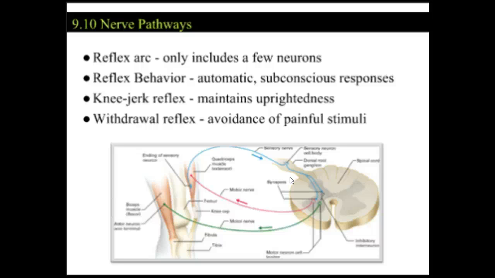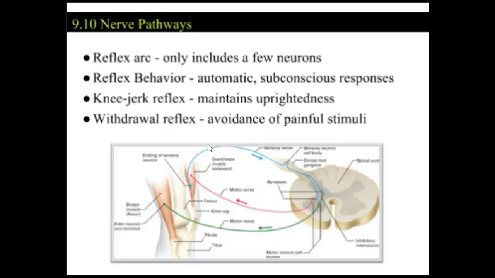So here we have our reflex arc. It only includes a few neurons. A reflexive behavior is an autonomic subconscious response. What happens is, say we've got that little hammer that the doctor puts on our knee. It hits our knee, automatically sends a message to our spine. Our spine automatically sends a message to our muscles to contract.